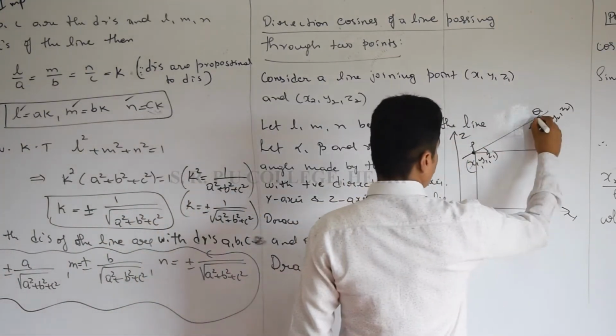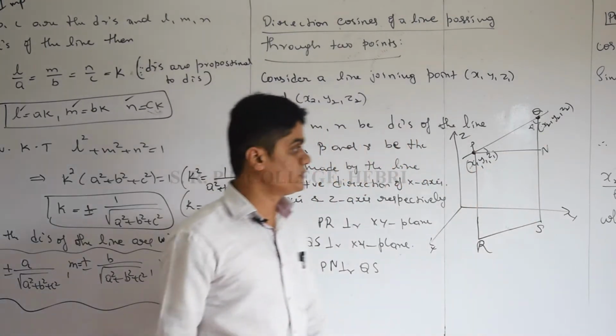Take one line joining the 2 points x1 y1 z1 and x2 y2 z2.